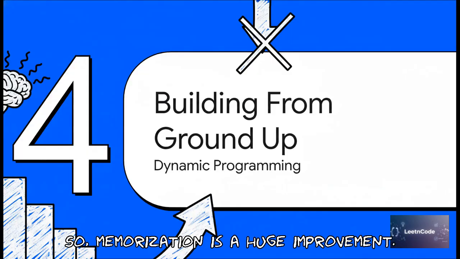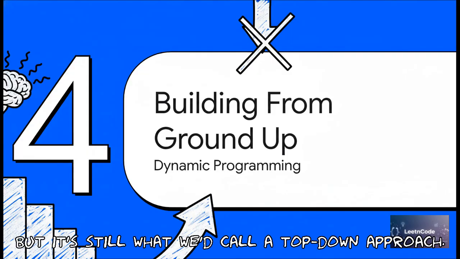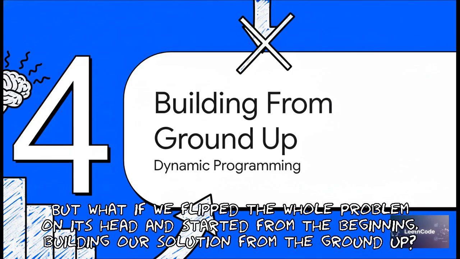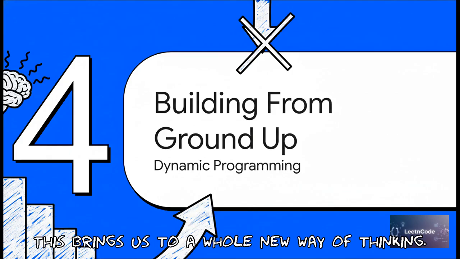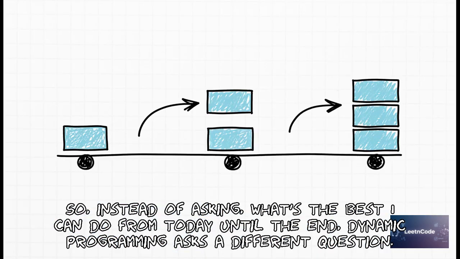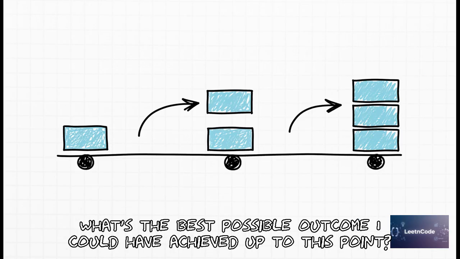So, memoization is a huge improvement, but it's still what we'd call a top-down approach. We're kind of starting from the end and working our way back. But what if we flipped the whole problem on its head and started from the beginning, building our solution from the ground up? This brings us to a whole new way of thinking, dynamic programming. So instead of asking, what's the best I can do from today until the end, dynamic programming asks a different question. What's the best possible outcome I could have achieved up to this point?